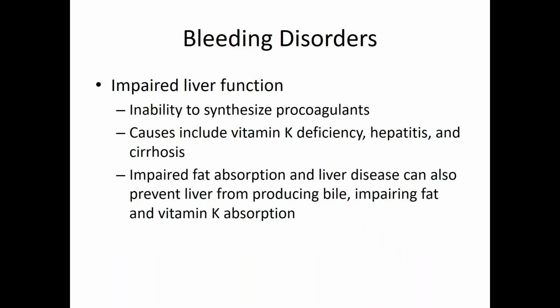Other root causes of bleeding disorders might be cirrhosis, other liver issues. Okay, here the issue is you can't make some of the chemicals that are precursors to the process of coagulation. So again, cirrhosis is a big one. Hepatitis, another big one. Anything that's really going to affect your liver function can lead to this.